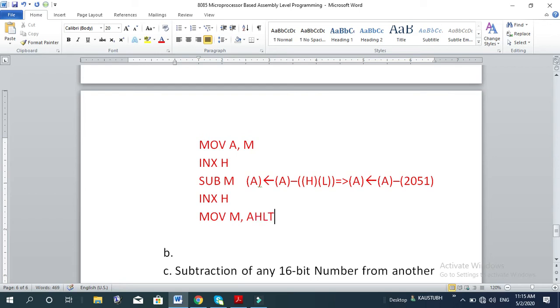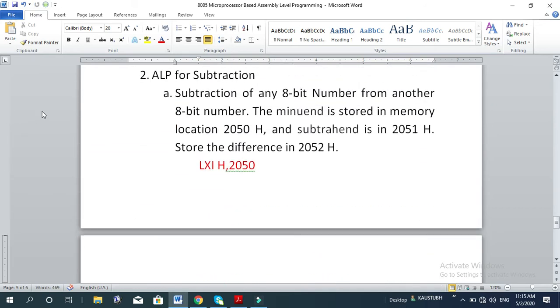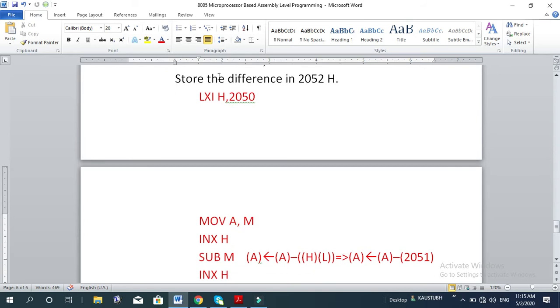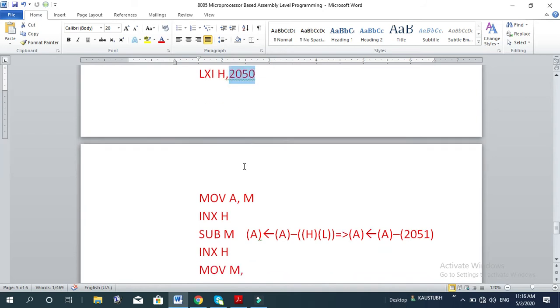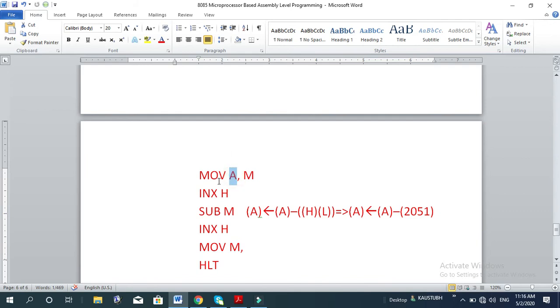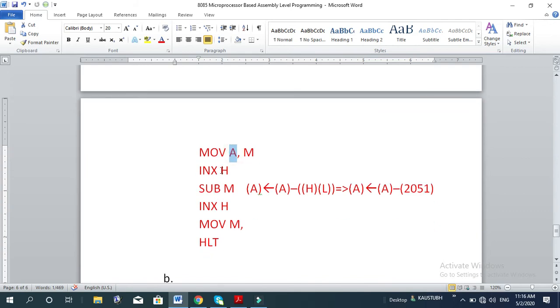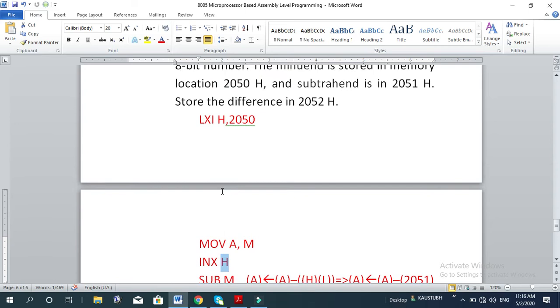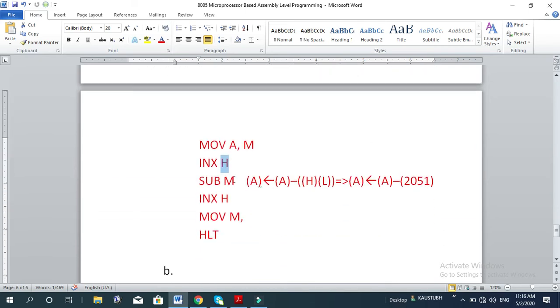So that's all for the subtraction of any 8-bit number from another 8-bit number. The minuend is in the memory location 2050 and the subtrahend is in 2051. So first I have loaded 2050 in the HL register pair, so this memory location can be considered as M. From that M I am copying the data to the accumulator, because it is always subtracted from the accumulator. Then INX H makes the HL register pair 2051, so my new M is the 2051 memory location, where your subtrahend already is. So SUB M, and after this subtraction the result is stored in the accumulator.